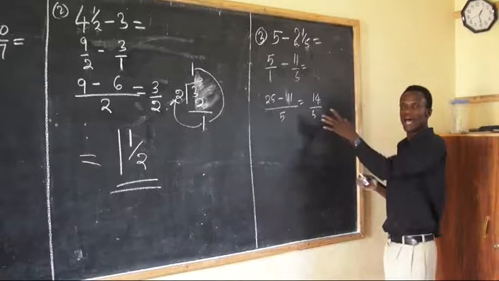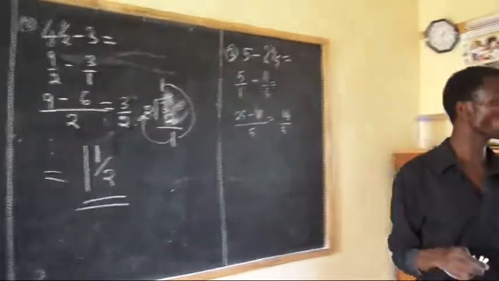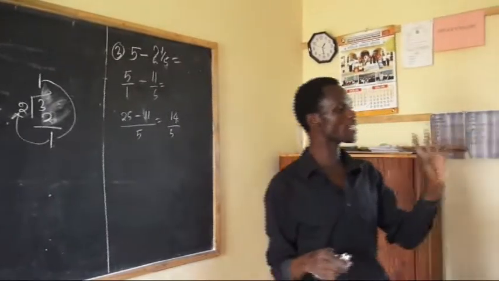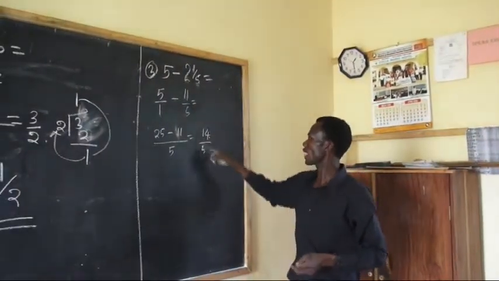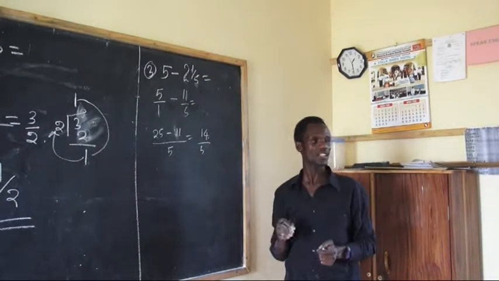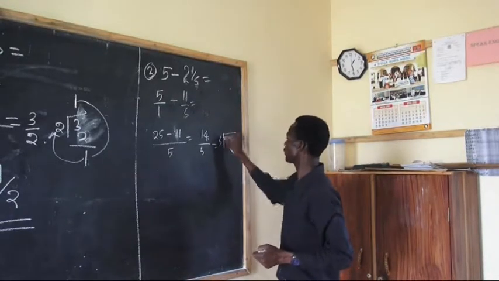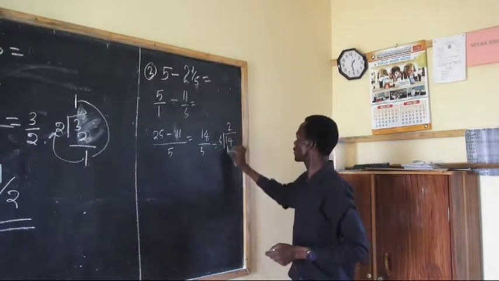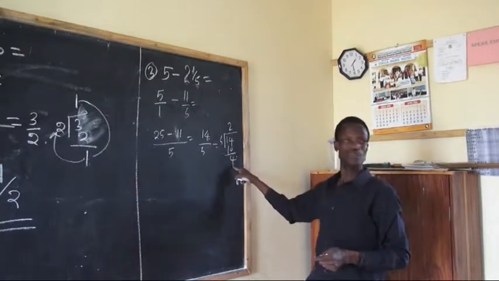So this is not an answer. We are looking for the correct answer, not only an answer, but we are looking for the best answer. So what we should do here, you get this one minus this one by changing this improper fraction into mixed fraction. And therefore, it is 14 divided by 5. Now it is by 2, which is equal to 10. Now you are left with 4.